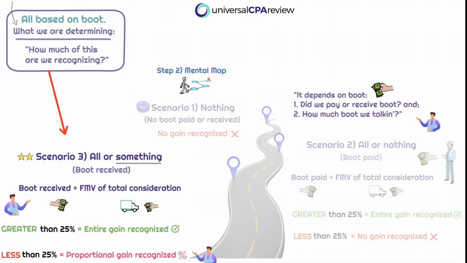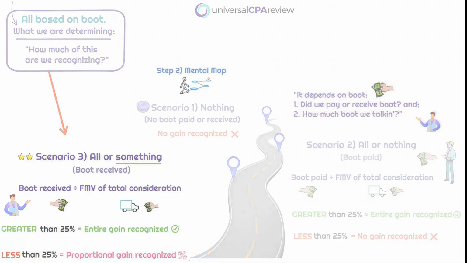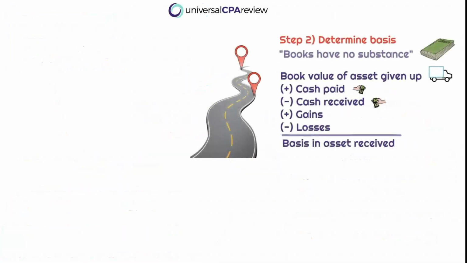And that percentage, right, call it 20%, less than 25%, is the percentage of the gain that is getting recognized. All right, so this will all make more sense when we go through an example. Okay, wow, that was a lot. So now thinking about the second step.